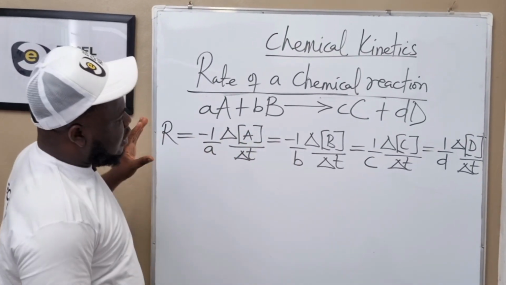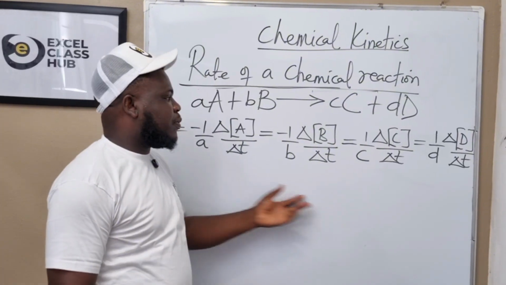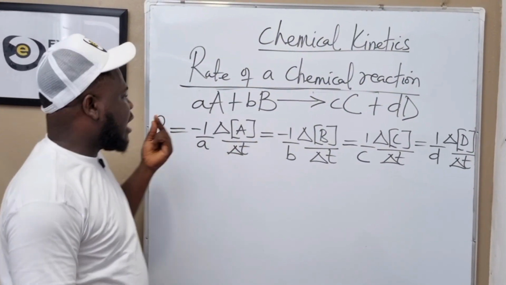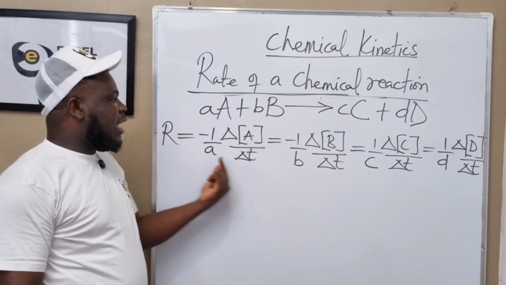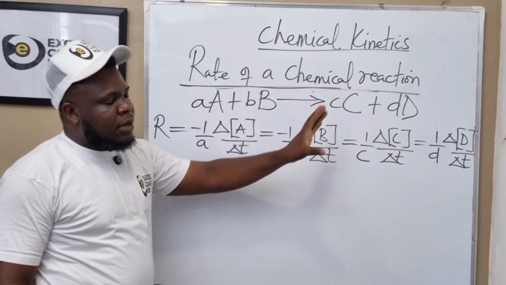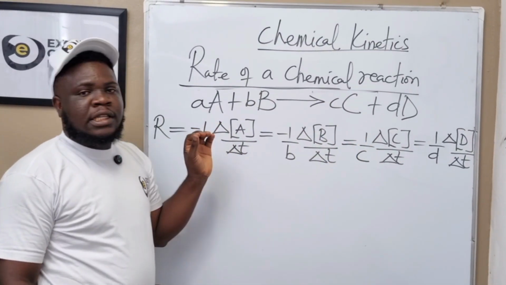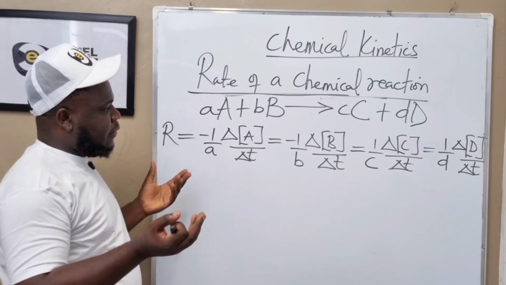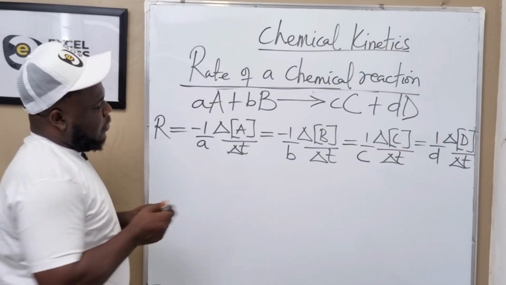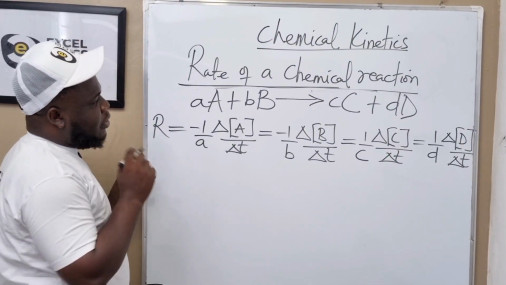But meanwhile, you notice that in this rate expression, the reactants carried a negative sign, while the products do not carry a negative sign. So why is it like that? I will explain. Now, it is very pertinent that we understand that.